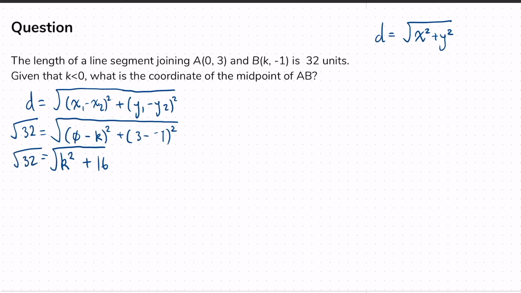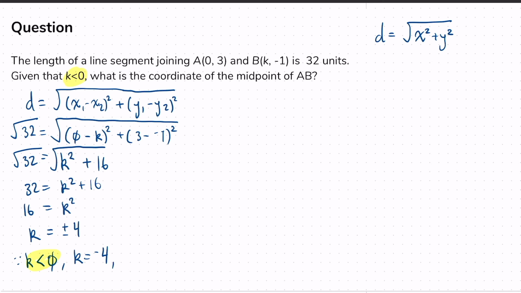At this point now, I can square both sides and get rid of that square root sign. I subtract 16 from both sides, and I end up with this. If I take the square root of both sides, then k is equal to positive or negative 4. However, because k is less than 0, k must equal -4. That's where that's coming from. Okay, so we've got a value for k.